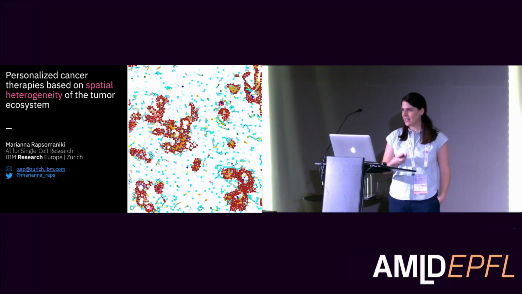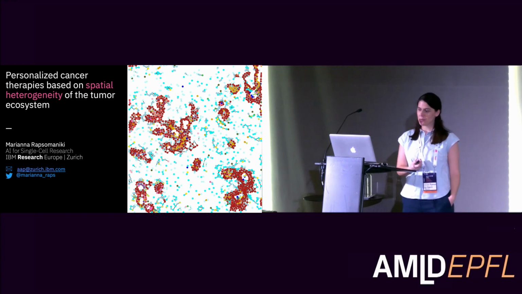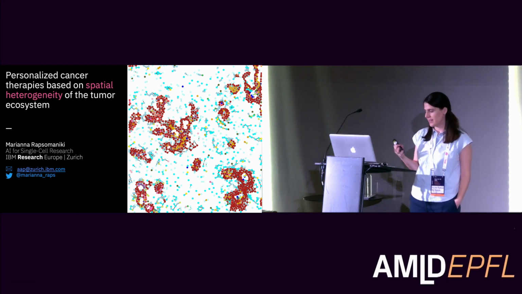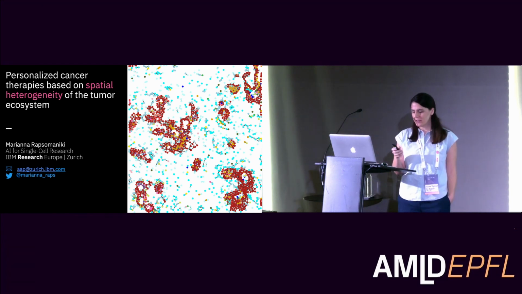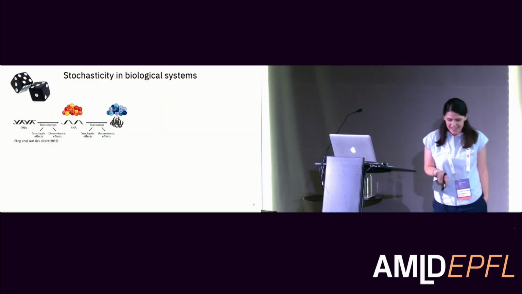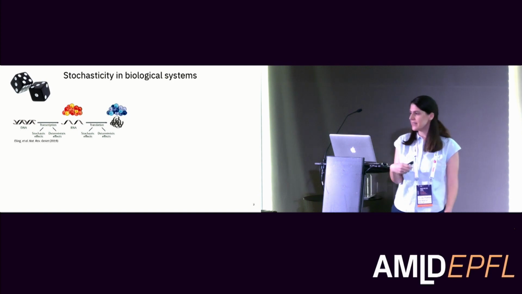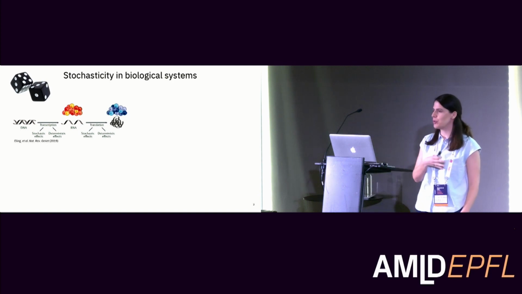So I'm Marianna. I will talk to you about our work at IBM Research in Zurich on how we try to understand cancer heterogeneity. And to start, biological systems are inherently stochastic systems. They consist of a number of different entities. So we have DNA, mRNA, proteins, and so on.